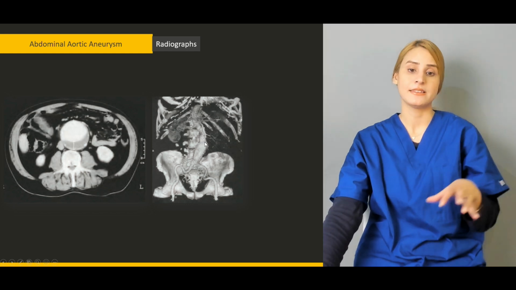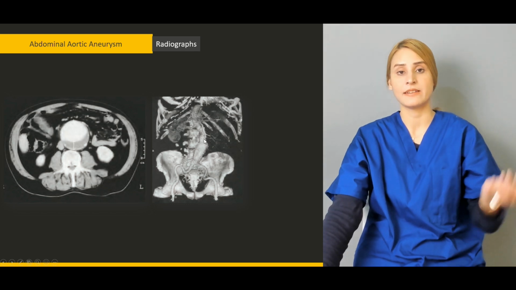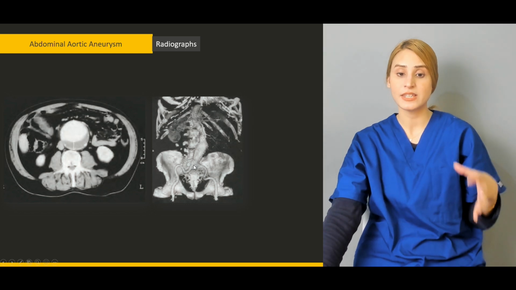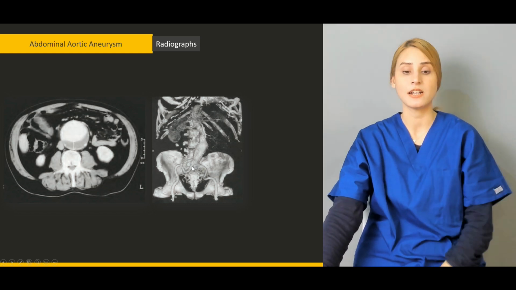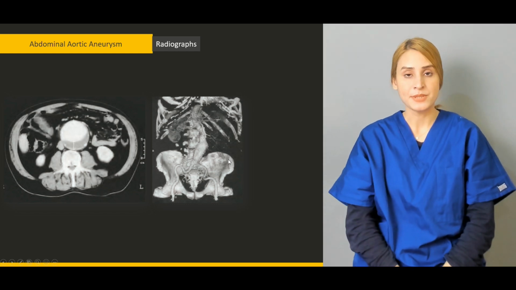And obviously, this is the part of the abdominal aortic aneurysm, which is extending from the infrarenal vessel and extending to the bifurcation of the aorta into the common iliac vessel. So this is the most common location of the abdominal aortic aneurysm.